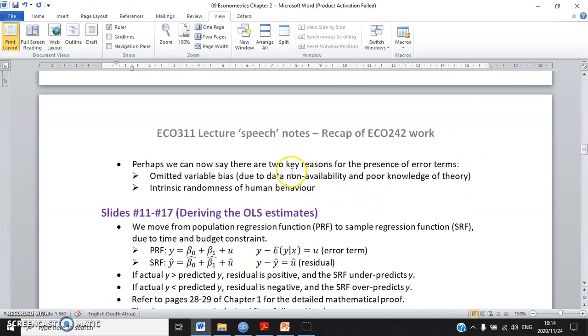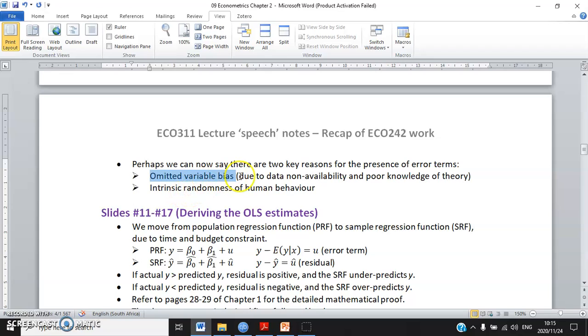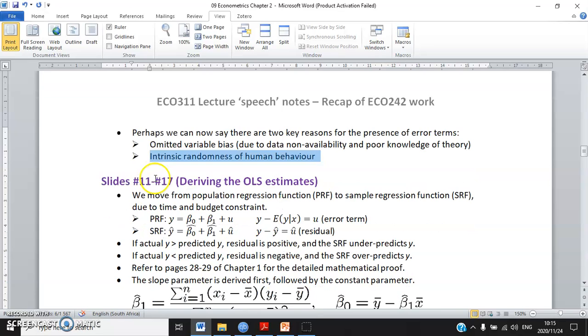So to conclude, there are two key reasons for the presence of the error terms. This is the first one, the more serious reason, omitted variable bias, due to my poor knowledge of theory. So most likely we have to run the regression as MLR, multiple linear regression model. The second reason is the intrinsic randomness of human behavior. That is the more acceptable reason for the presence of error terms.